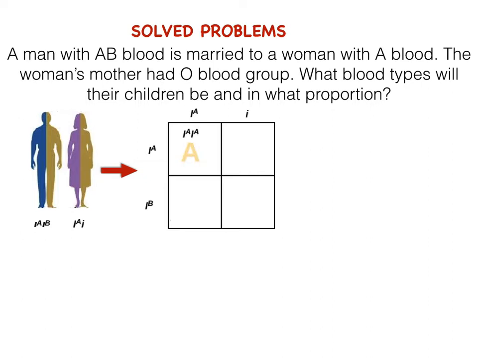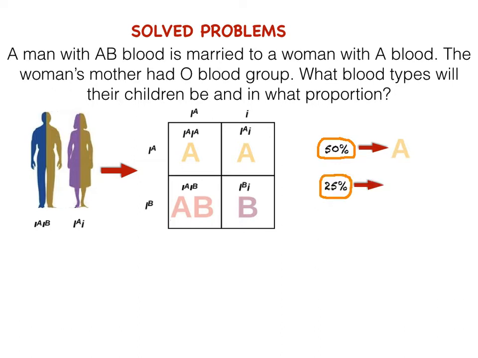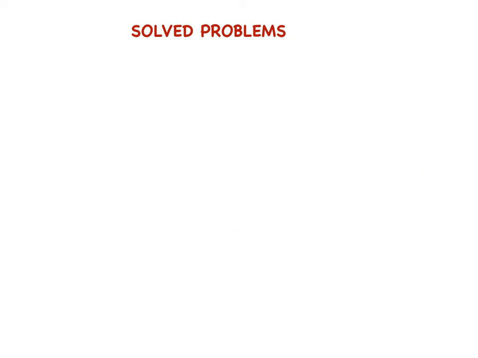So they can have children who are homozygote for A blood group. They can have children who are heterozygous for the A blood group. They can have IAIB, that's an AB blood group codominant child, and they can also have a heterozygote blood group B child. So the proportion is 50% of their children will have A blood group, 25% of their children will have AB blood group, and there is a 25% possibility that they can have a child with a B blood group.